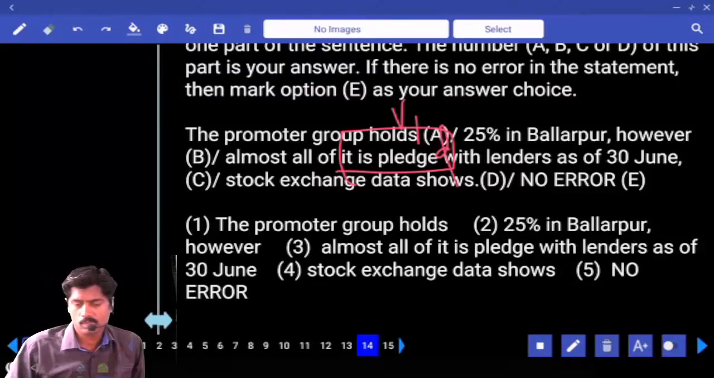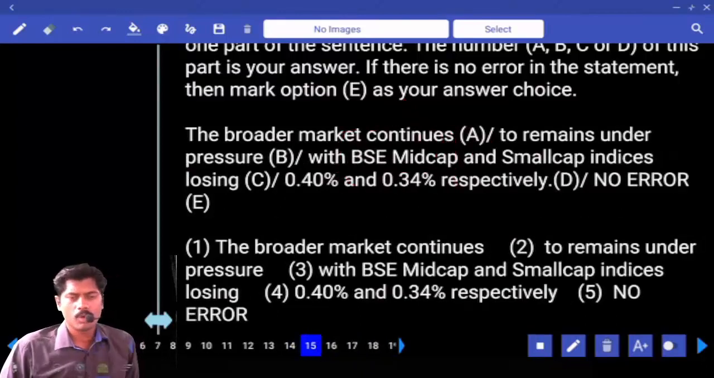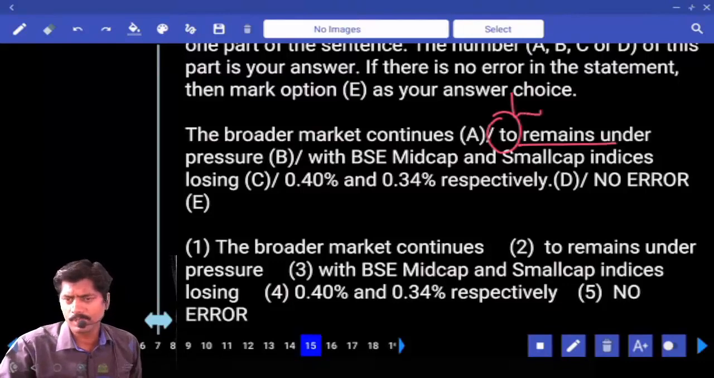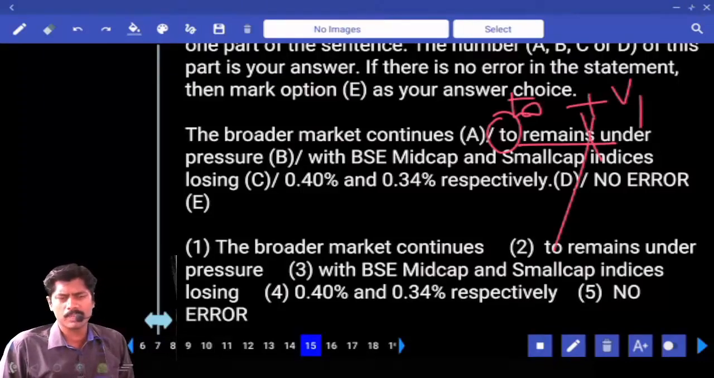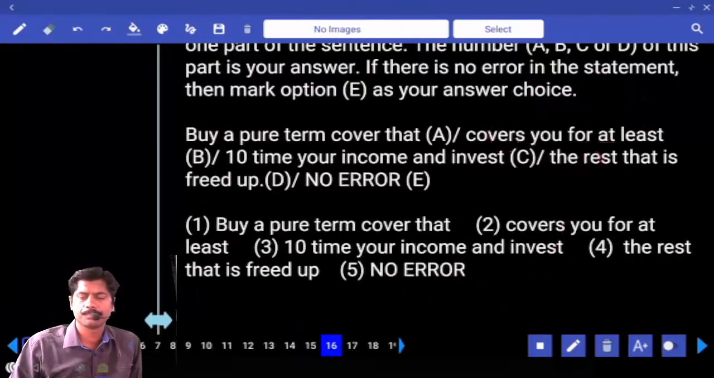Stock exchange data shows the broader market continues to remain. Can I take remains after to what is needed? V1, only to remain. To remain under pressure with BSE mid cap and small cap indices losing 0.40% and 0.34% respectively. To remain is the answer.